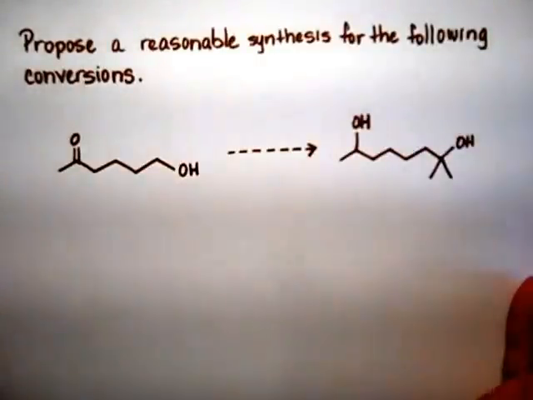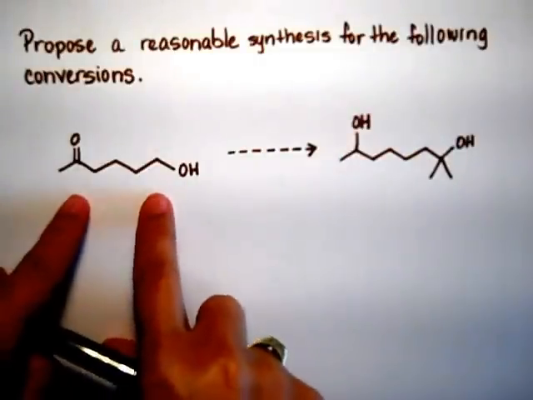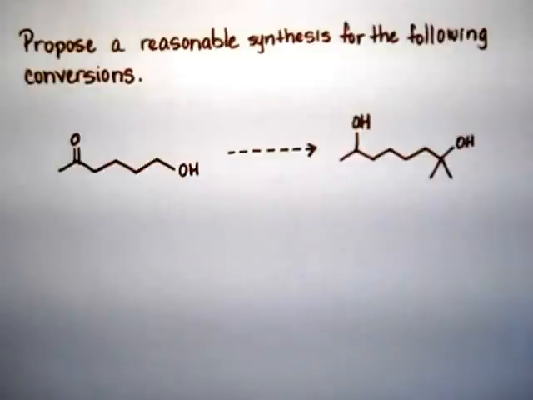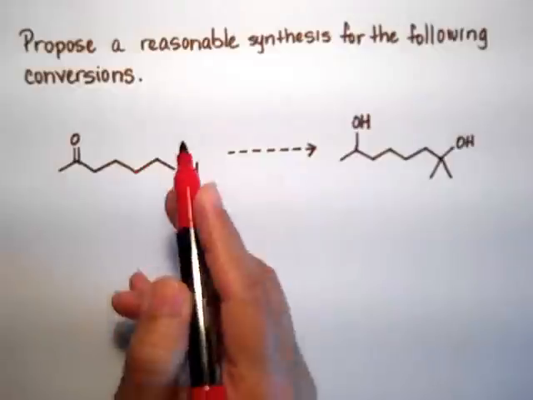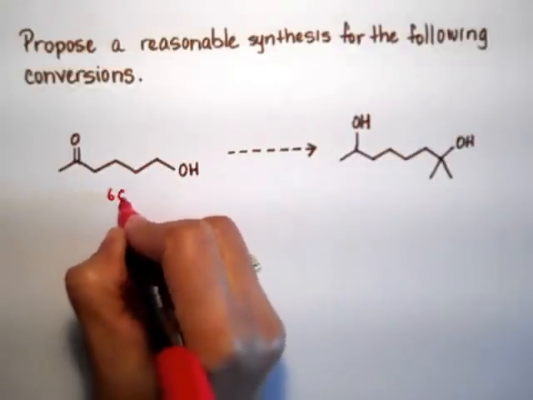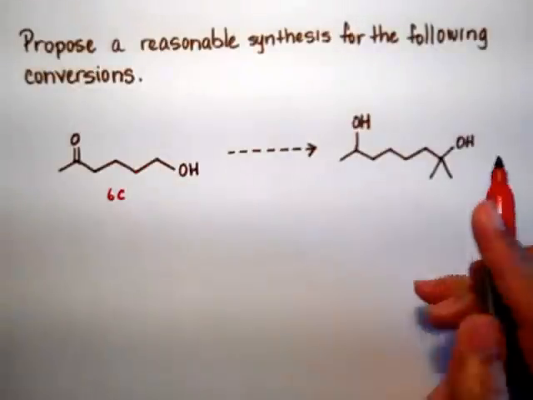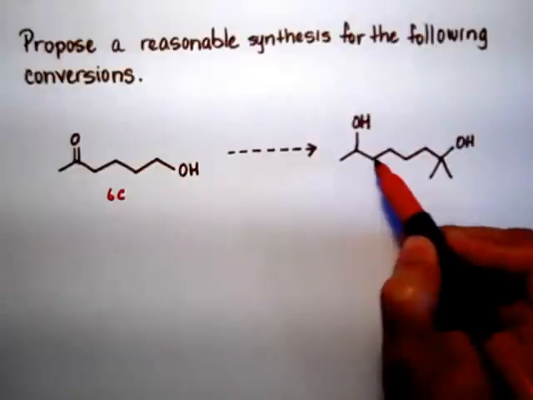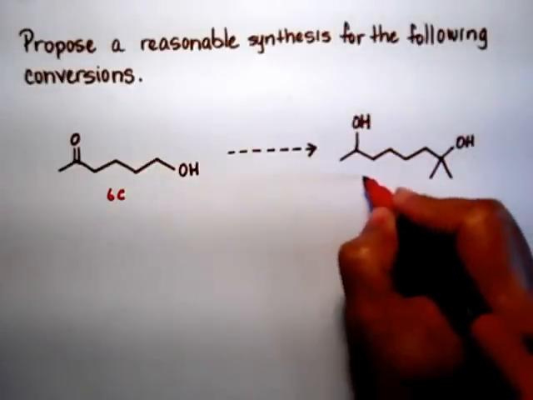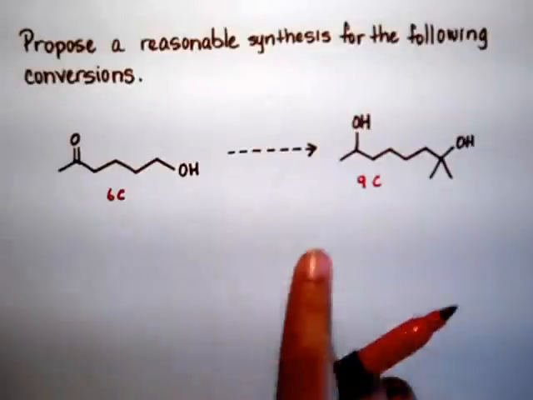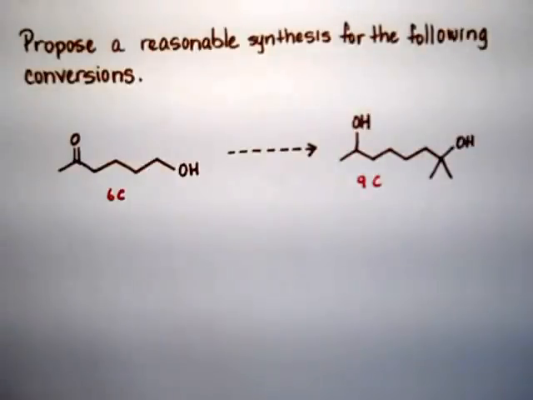This is a big problem. We're going to have to propose a synthesis to make this compound into this compound. And the first thing that I always want to do is count carbons. So I have 1, 2, 3, 4, 5, 6 carbons on the left. And when I finish the reaction, I'm going to have 1, 2, 3, 4, 5, 6, 7, 8, 9 carbons. So we know we have to add 3 carbons to the chain.